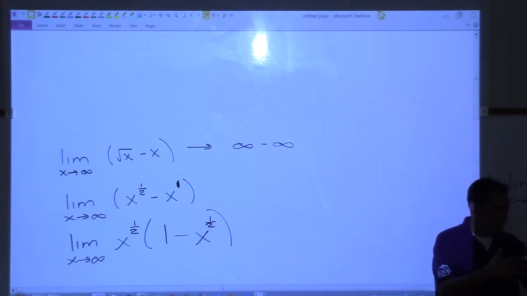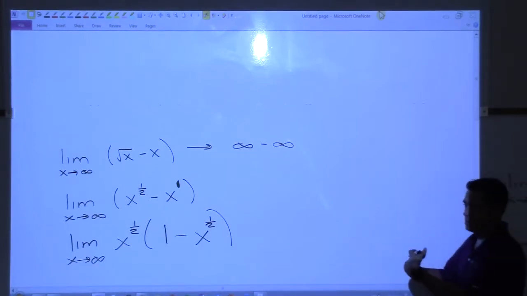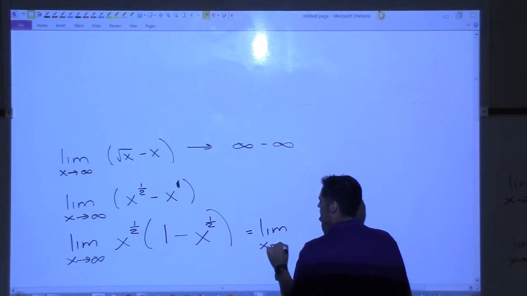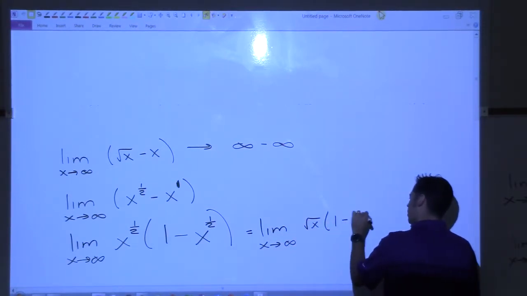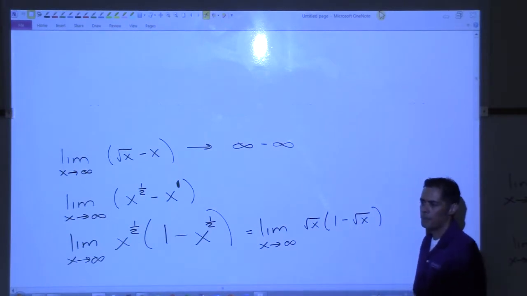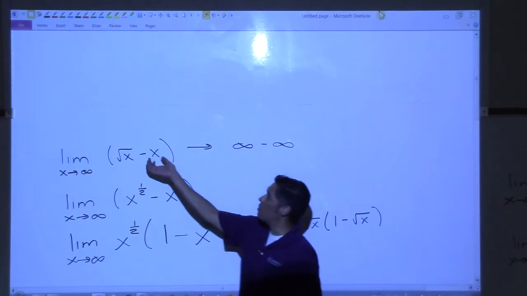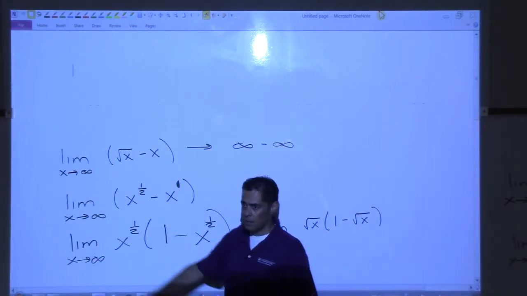Because when you multiply these and they have the same base, you add the exponents. 1/2 plus 1/2 is 1, right? But this is the same as doing this: limit as x goes to infinity of square root of x times (1 minus square root of x). That's the same thing, right? So we could have pulled the square root of x out. If you like to look at it that way, you could pull the square root of x out at the beginning.